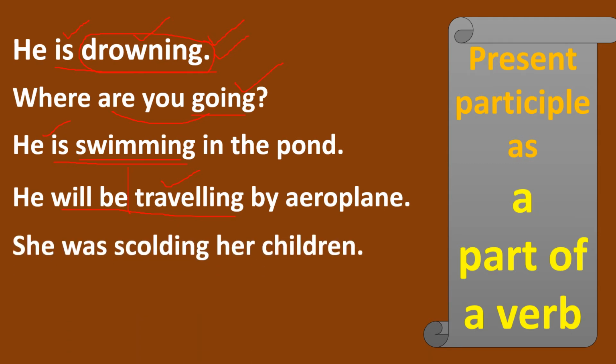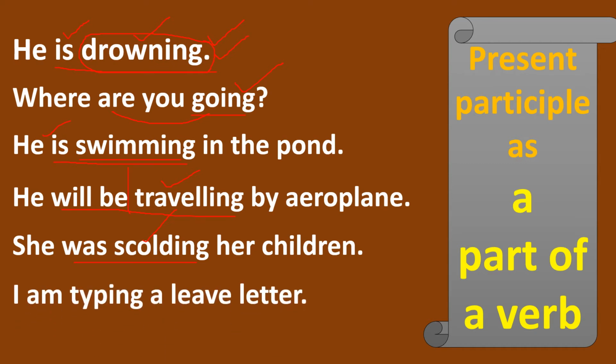She was scolding her children. Was scolding. Was is helping verb. Scolding is present participle. It is a part of a verb. I am typing a leave letter. Am typing is the verb. Typing is the present participle. It acts as a verb.